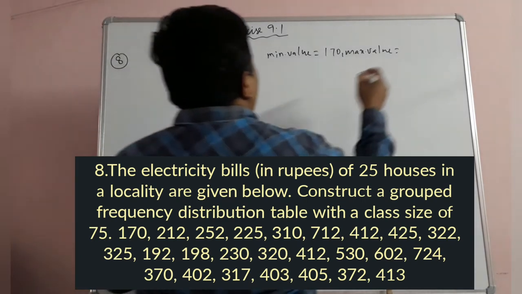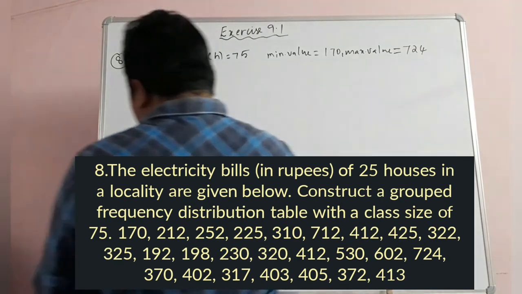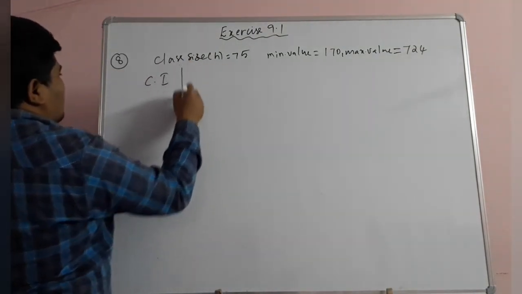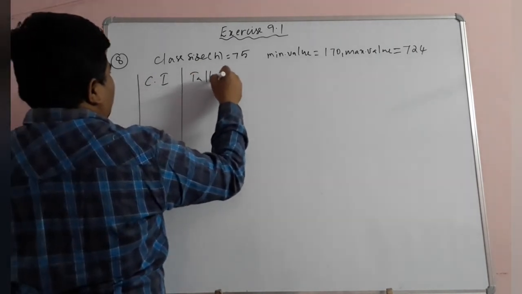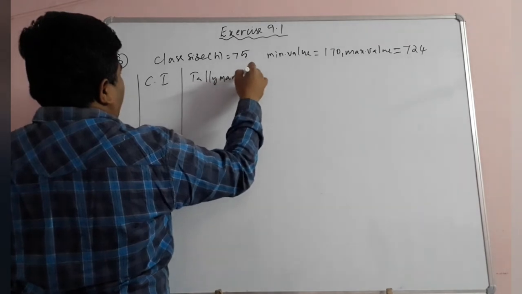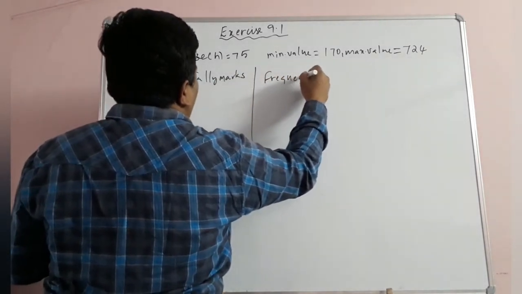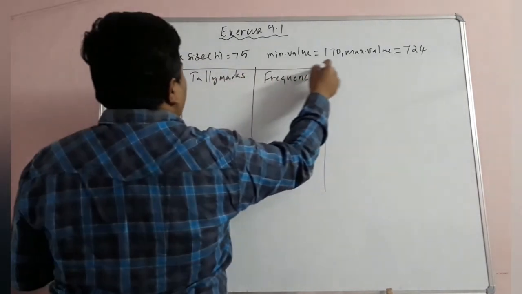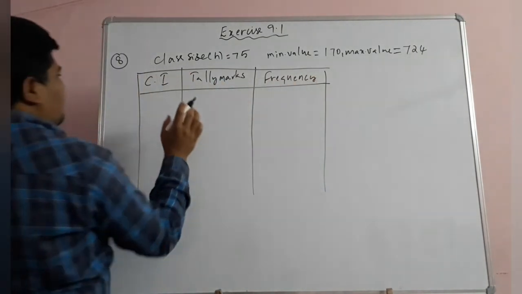712 is there. So 724 is the maximum value in this data. Now we have to take class intervals, children. Okay, so tally marks, and after this, frequency. It means the number of houses in that locality, in that particular class interval of electricity bills.